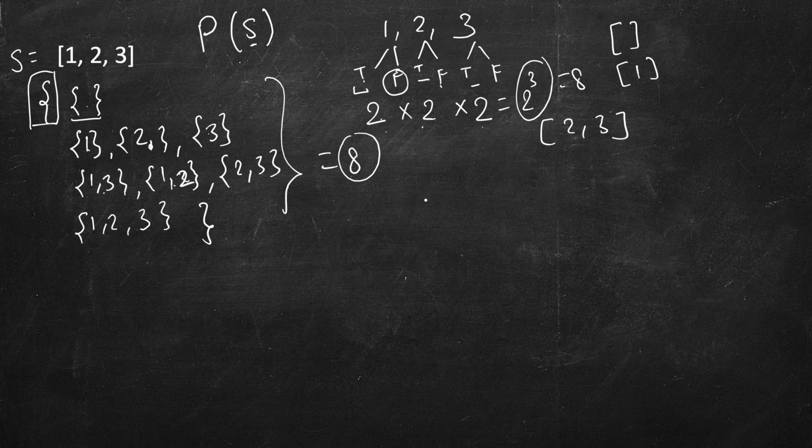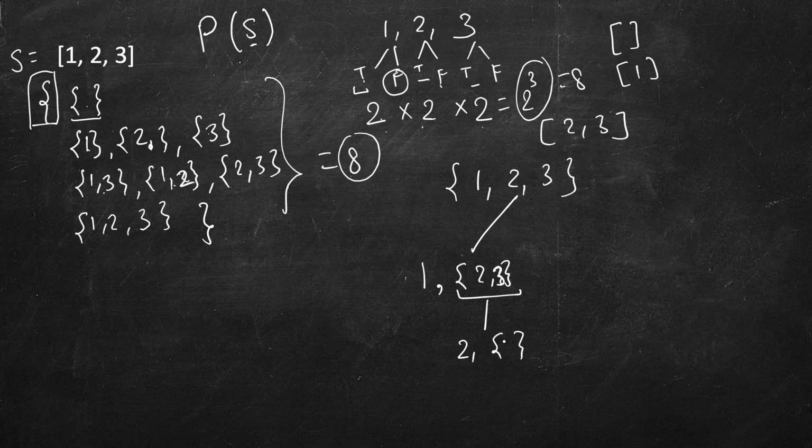Let's see. First let's look at the recursive solution. We want to break this bigger problem into a smaller problem. So how can we solve it recursively? We have to calculate the solution for 1, 2 and 3. So we break it into 1, which we keep out, and 2, 3 is the smaller problem. So just take the first element out and solve for this. Again, take the first element out and solve for this 3.